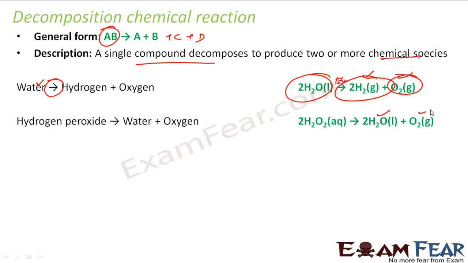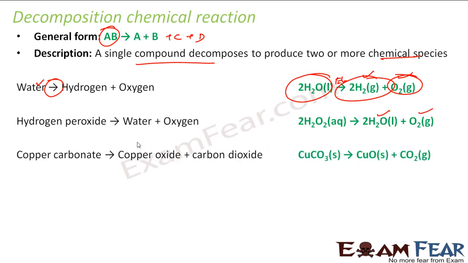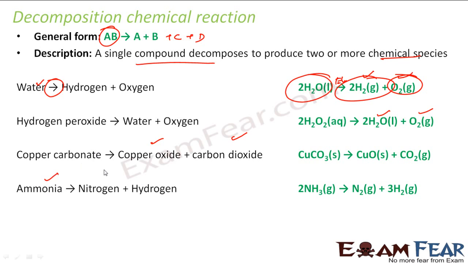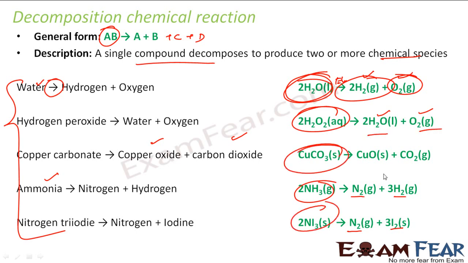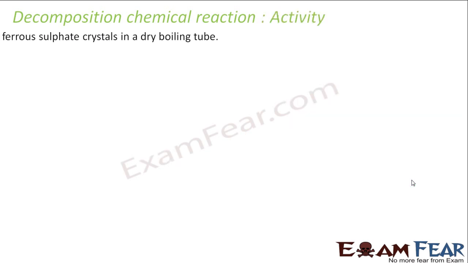Take hydrogen peroxide again, that is converted to water and oxygen when you pass something. We have copper carbonate, you heat this, and it becomes copper oxide and carbon dioxide. You have ammonia, you can convert this to nitrogen and hydrogen. So one compound into two smaller compounds. You have nitrogen triiodide, you can convert it into nitrogen and iodine. So these are the chemical reactions where the common thing is you have one big compound and this breaks into smaller species. This is an example of a decomposition chemical reaction.